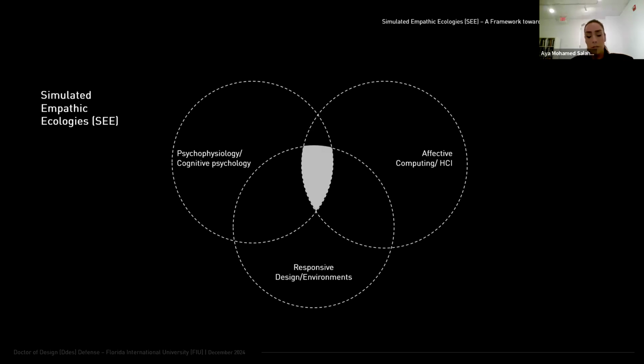And that led to the motivation behind the work that I've been doing through this DDES, Simulated Empathic Ecologies, which situates itself amongst a multiplicity of disciplines, including affective computing, HCI, responsive design and environment, and psychophysiology, as well as cognitive psychology. So in a way, simulated empathic ecologies is seeking to recalibrate and rethink the relationship between humans and their environment.